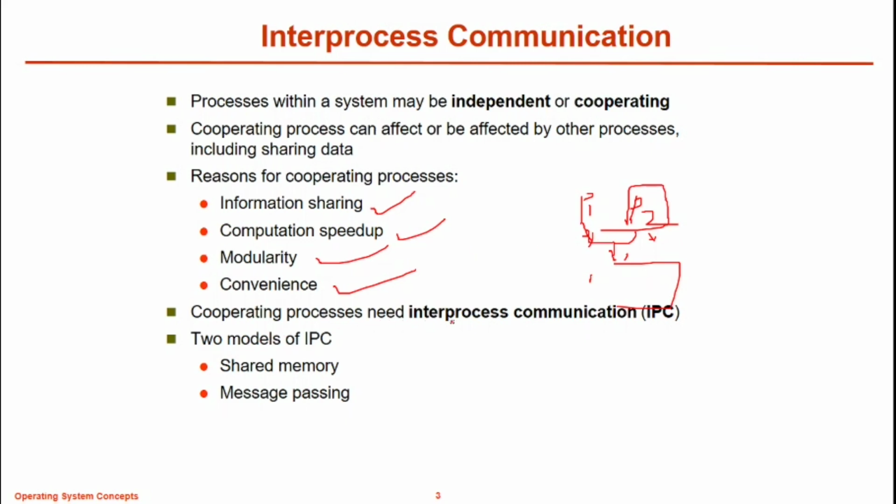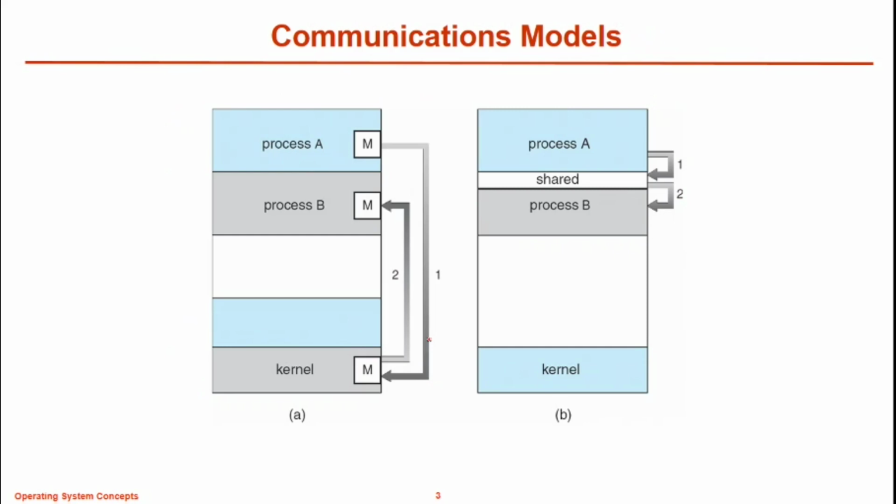Cooperating processes need inter-process communication (IPC). There are two models of IPC: shared memory and message passing. So this can be asked in the examination: write short notes on inter-process communication and explain the two models of IPC. One is shared memory and the other is message passing.